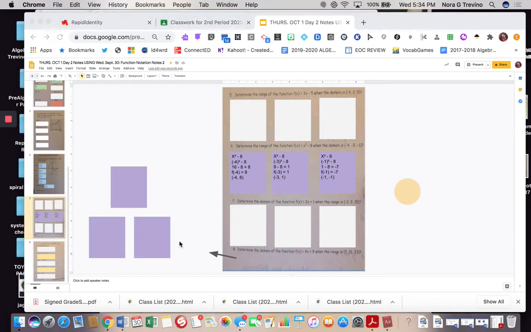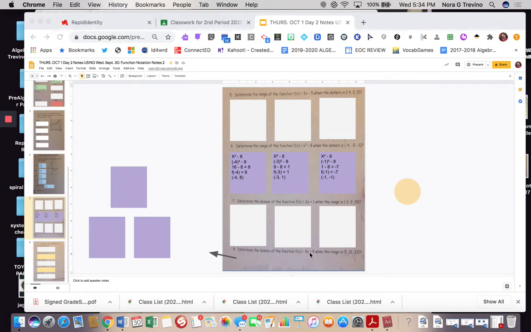And then the bottom colored boxes, same type of problems, but now it says determine the domain. So I'm looking for the x's, I'm looking for the inputs because they're giving me the range, they're giving me the outputs, they're giving me the answers, okay?